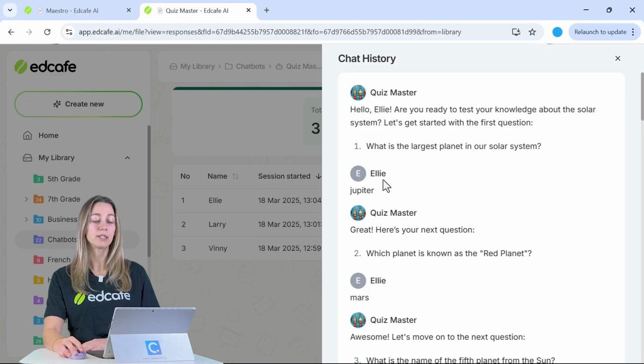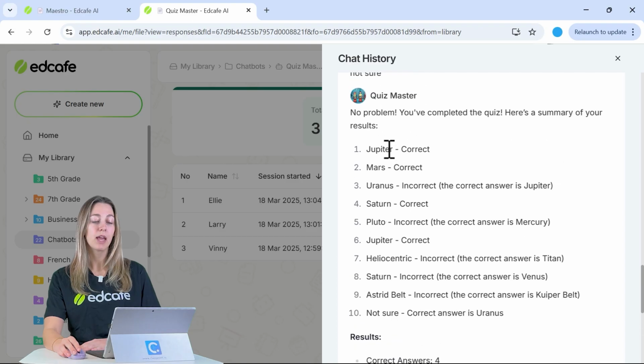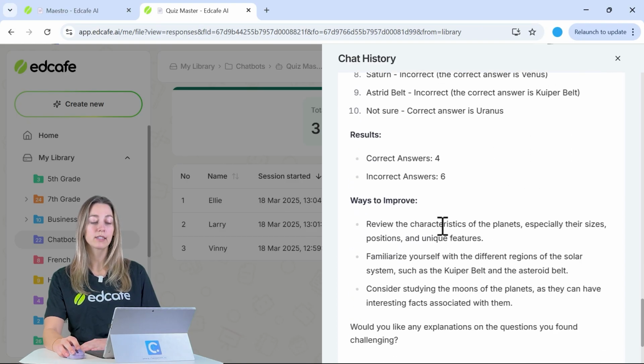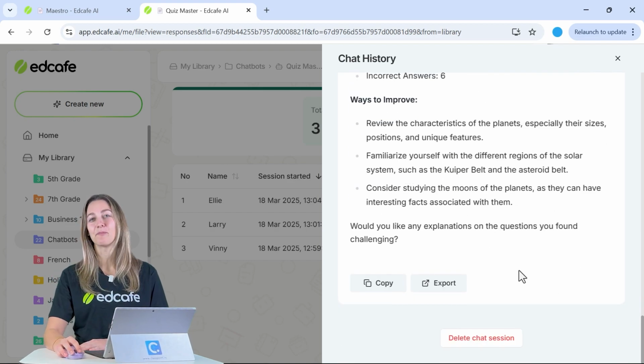So we have our different questions here, and if we go through all 10 of them, then you can see we get this summary on what is correct, what was incorrect, those results, and ways for that student to improve before they take the exam.